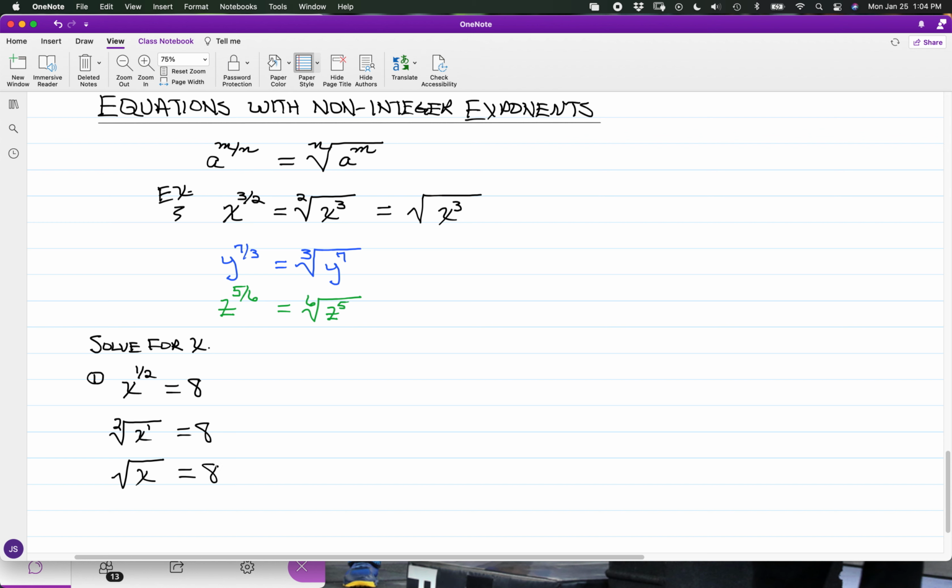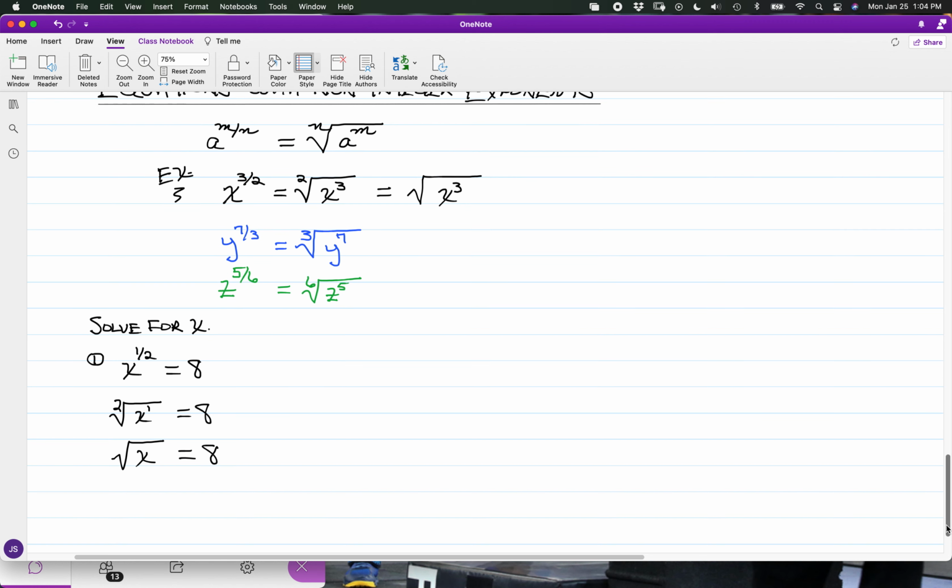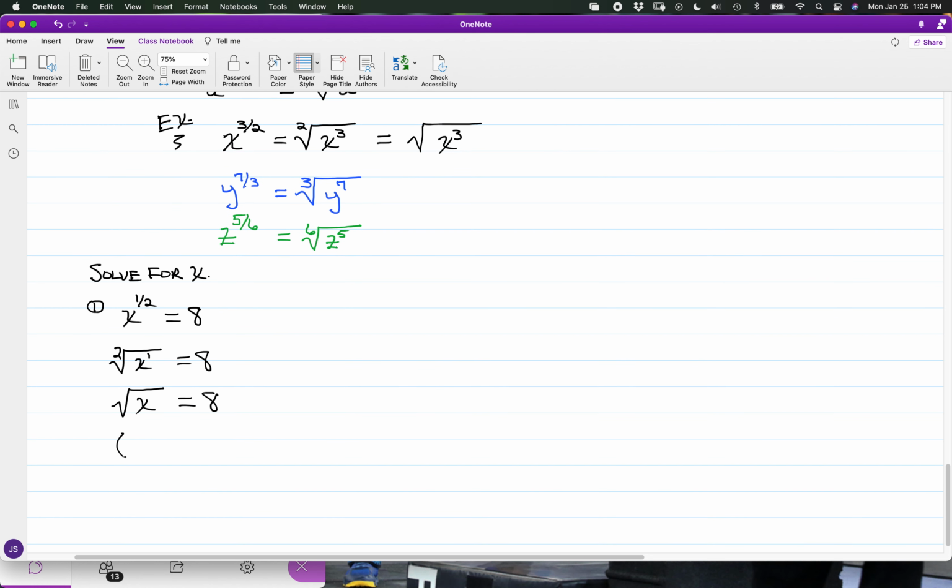Now here we have an even root radical expression, and an even root radical cannot reduce to a negative constant on the basis of the principal square root rule. Here we have a positive 8, so we can proceed to solve for x. I can take care of the square root by squaring both sides. Square root of x squared becomes x, and 8 squared becomes 64. And the square root of 64 is equal to 8.